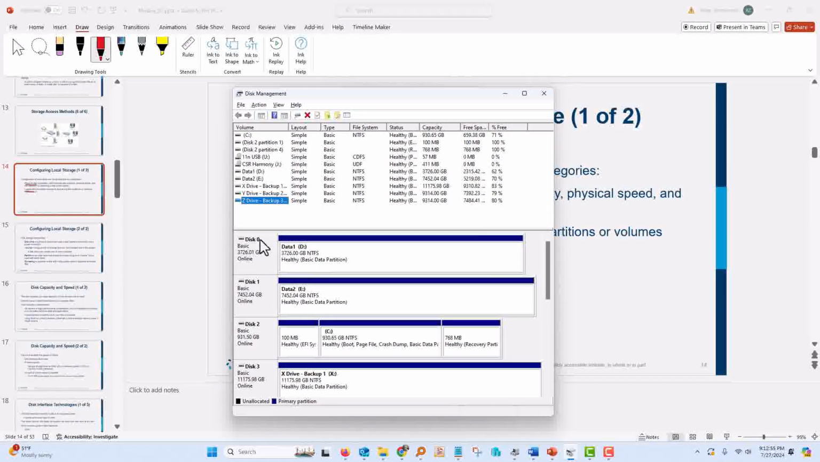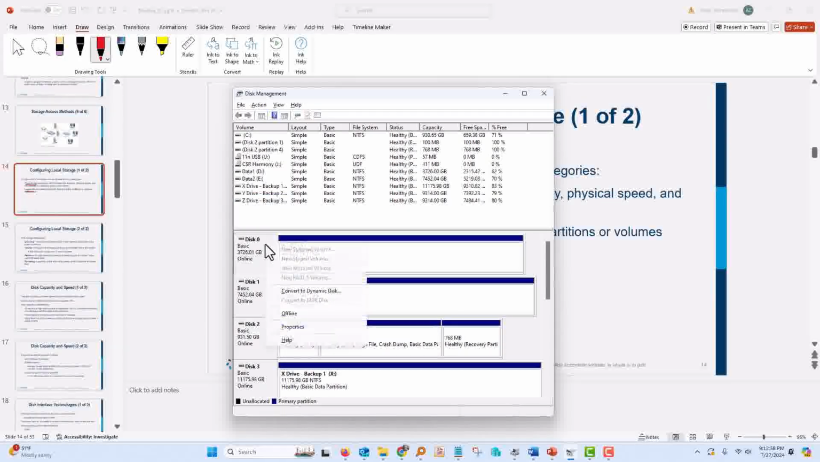I would do that by going down to physical disk 0 here, right-clicking on it, and saying convert to dynamic disk. Once you've converted it, I can convert it and keep all of my data, but I cannot convert it back to a basic disk again without losing my data. So I'm not going to do that.